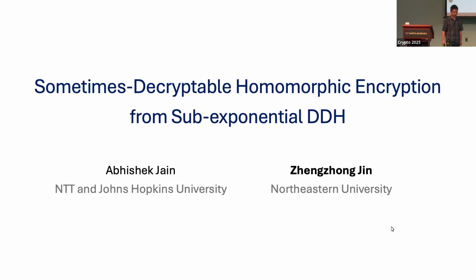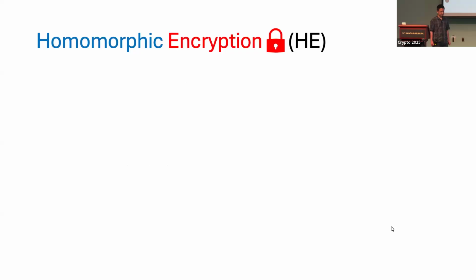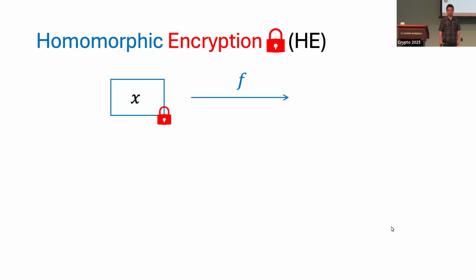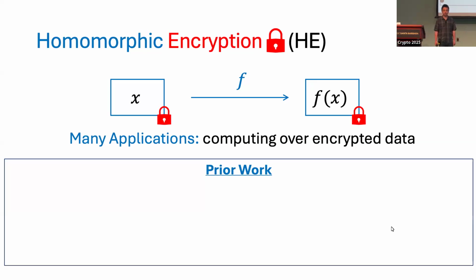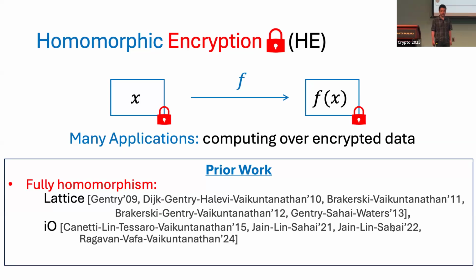Thanks for the introduction. So homomorphic encryption is an encryption scheme with the following feature. Given any ciphertext of some message x, you can homomorphically evaluate some function f over the ciphertext and obtain the ciphertext of some message f of x. It has many applications in cryptography, such as computing over encrypted data. And previously, we know how to build fully homomorphic encryption from either lattice assumptions or indistinguishability obfuscation.